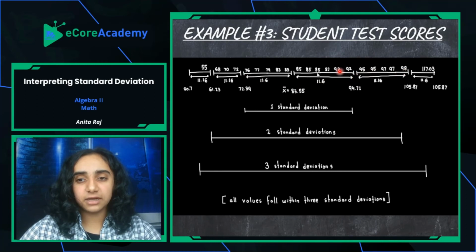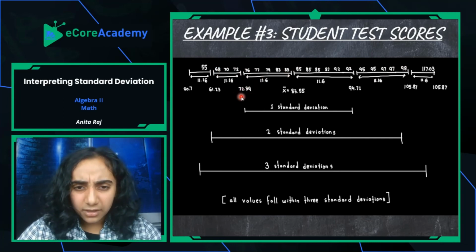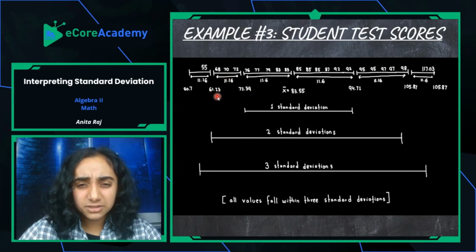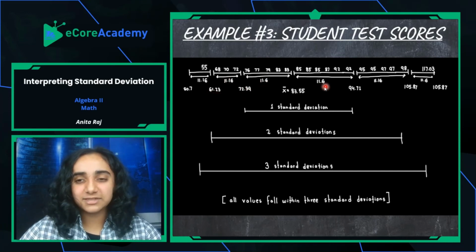Well, we still have values out here and we still have values out here. So what do we have to do? We have to add 11.6 again to 94.71. If we do that, we'll get 105.87. And we have to do that again on the left side because we have all these four values out here that don't fall in the standard deviation we found. So we're going to subtract 11.16 from 72.39, and we are going to get 61.23. So this is actually supposed to be 11.16. I guess I wrote this wrong, so just keep in mind that's 11.16.